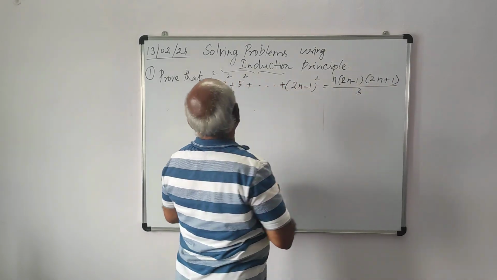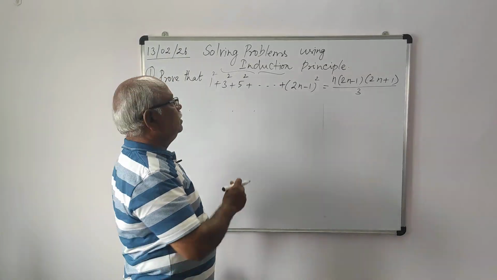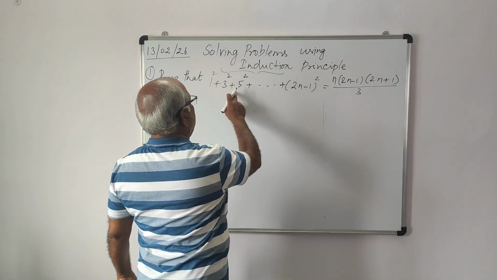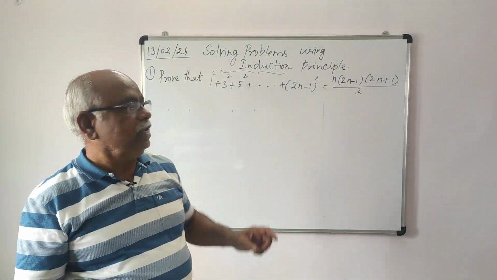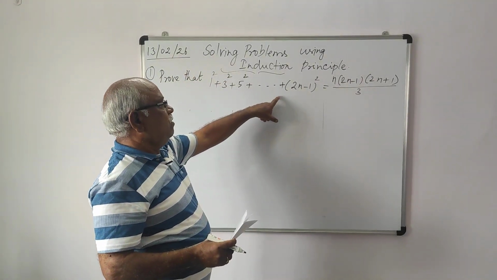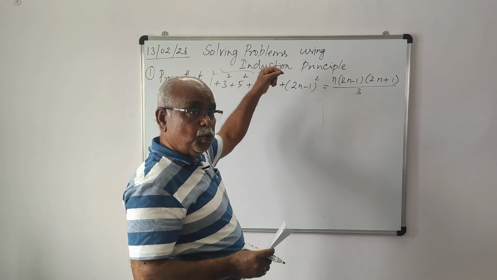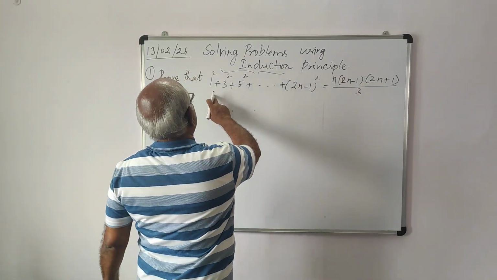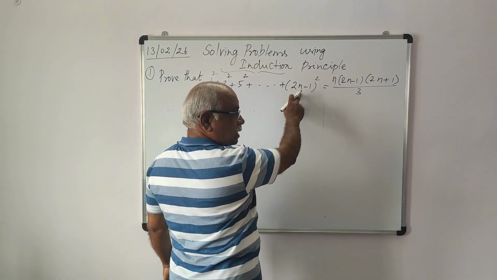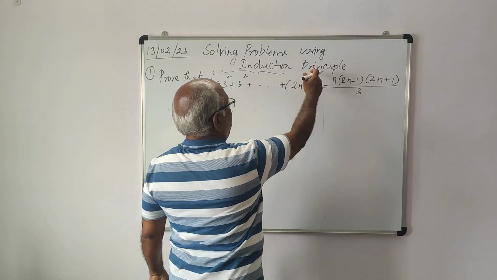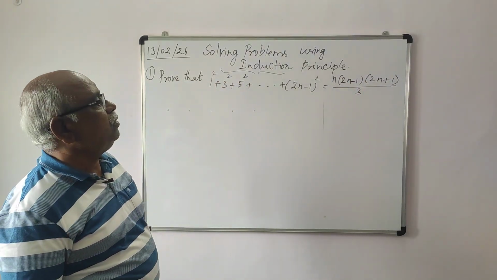That is, the sum of the squares of the odd natural numbers: 1 square plus 3 square plus 5 square. Odd numbers only, where n is a natural number, a positive integer. 1 square plus 3 square plus 5 square plus etc. plus (2n minus 1), which is the nth odd number, square, equal to n into (2n minus 1) into (2n plus 1) by 3. That's what I have to prove.